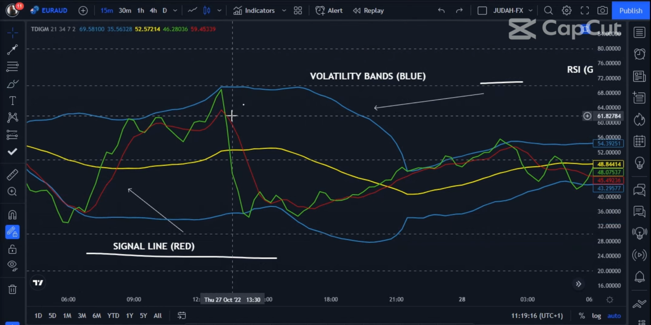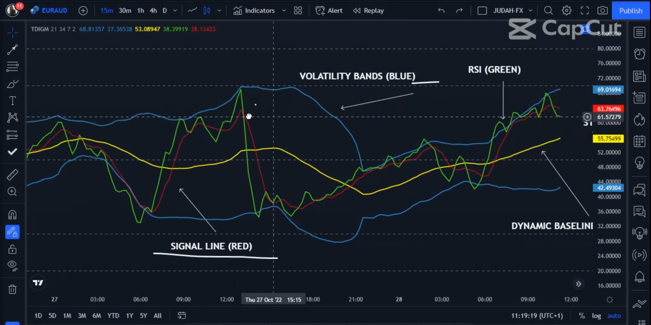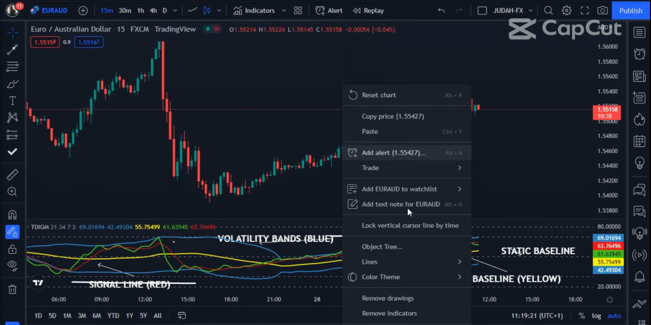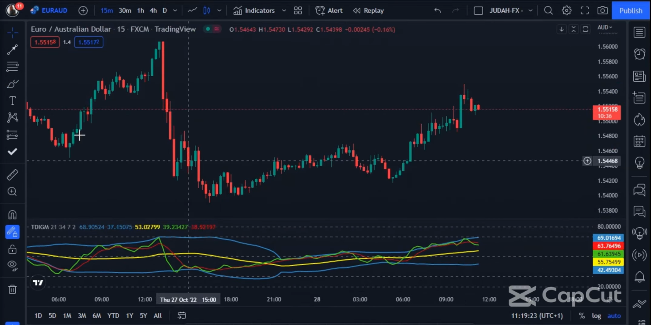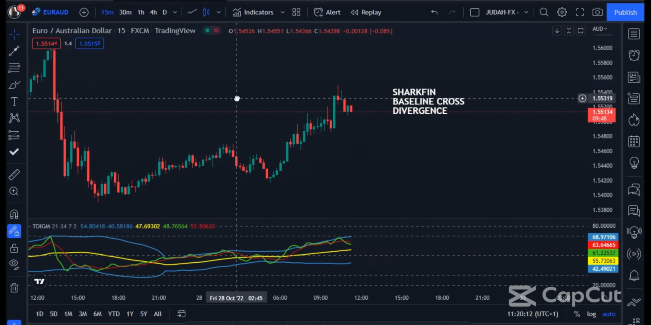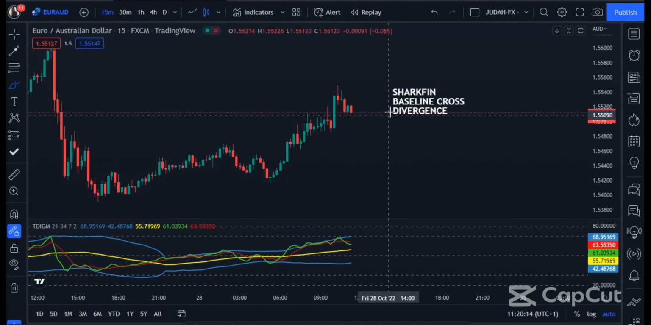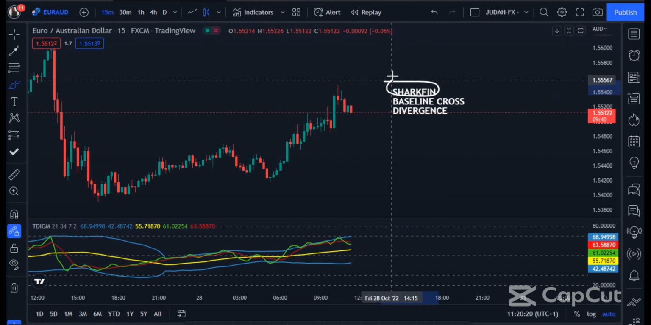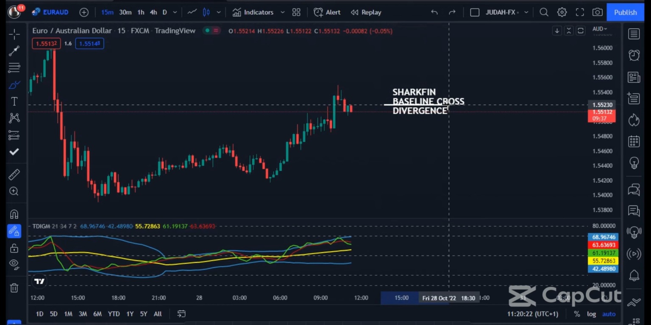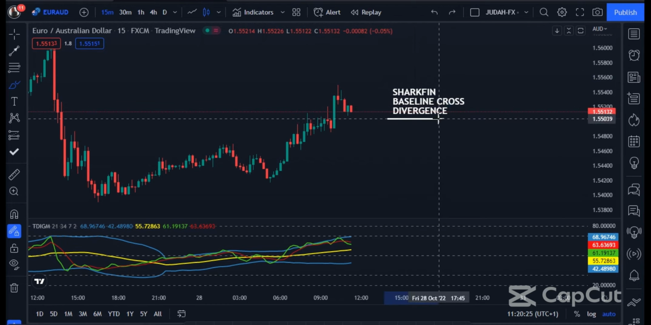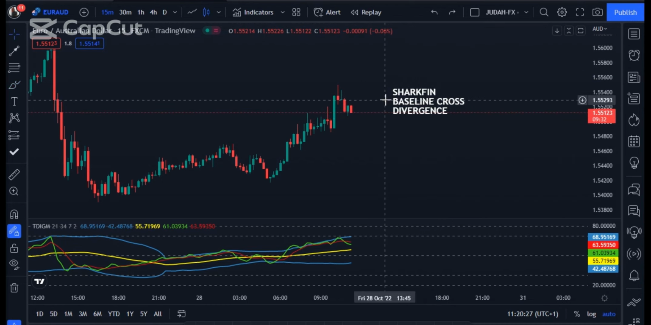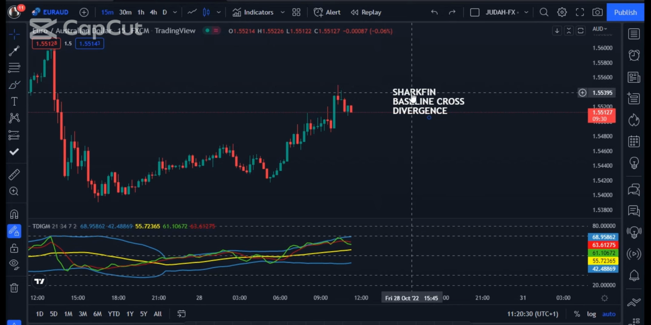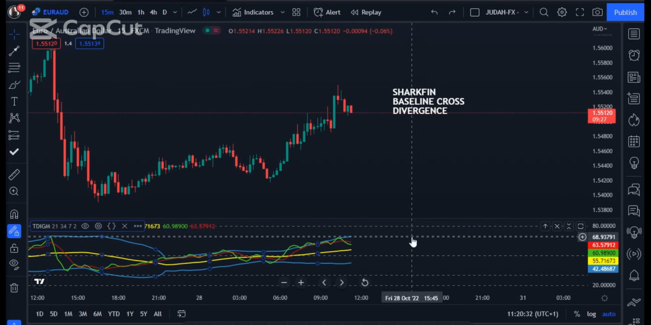So those are the components of the indicator, and let's head over to the source of the video, how to use the indicator to actually trade. So let's get to it. Here's how the indicator works. There are 3 ways to trade this indicator. The first way is called the shark fin setup. The second one is the baseline cross, and then the third one is trading divergences. So I'm going to explain the first one, the shark fin, firstly, then we move on.